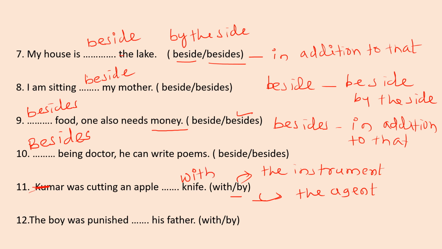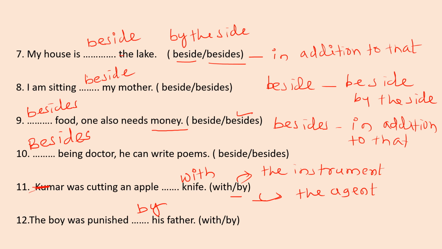The boy was punished dash his father. So father is not an instrument here. So what will the answer be here? It's an agent. Someone is there, and that's the reason "by" will come.